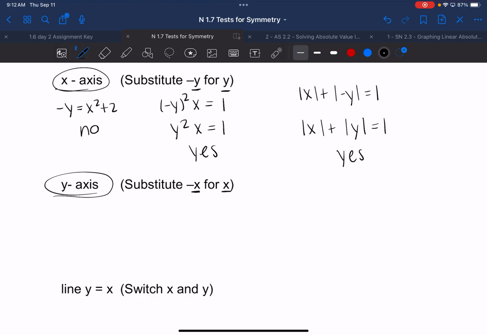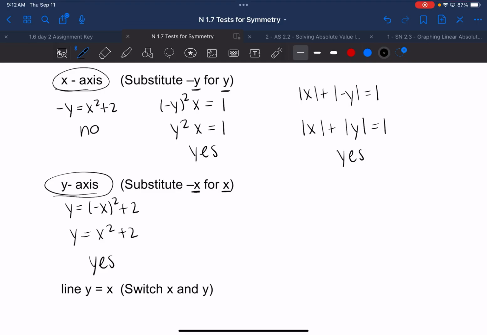So for that first equation, I would now have y is equal to, instead of x squared, it'll be negative x squared, because we're going to replace the x, plus 2. Well, kind of like we said earlier, negative x times a negative x is going to become a positive x squared, right? So this becomes y equals x squared plus 2, which is just like the original. And as long as we can make it look like the original, our answer is yes, it is symmetric.